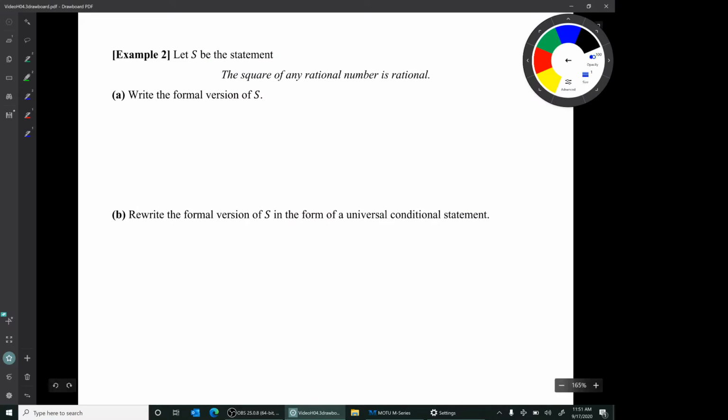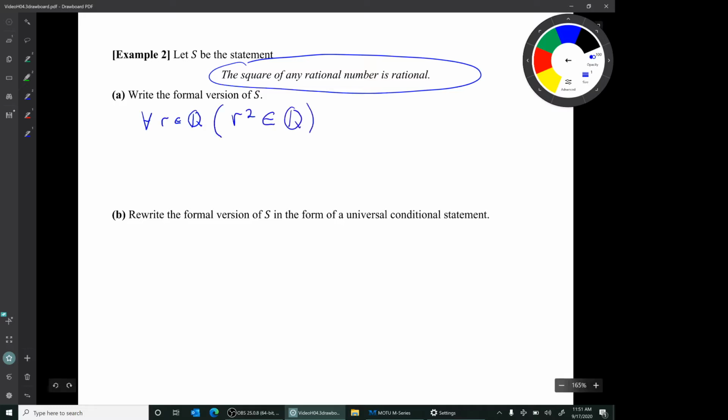In example 2, we let s be this statement: the square of any rational number is rational. So question A is to write the formal version of this statement s. So the formal version is, for all r that are rational numbers, r squared is a rational number. Now let's rewrite that formal version as a universal conditional statement. That is to think about splitting the qualifications of that domain into 2 qualifications and putting some of those qualifications into the hypothesis of a conditional statement.